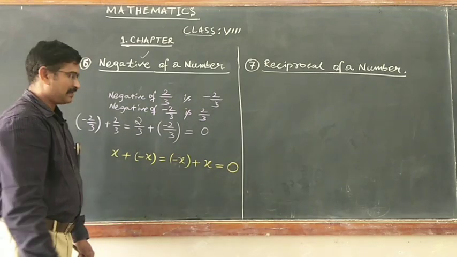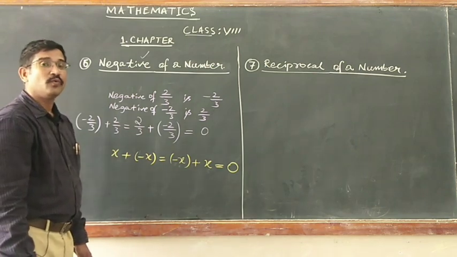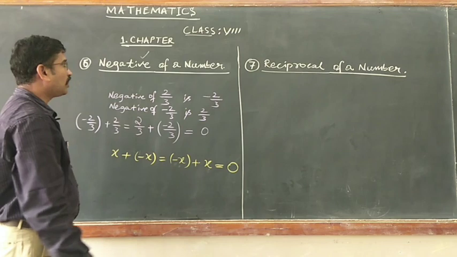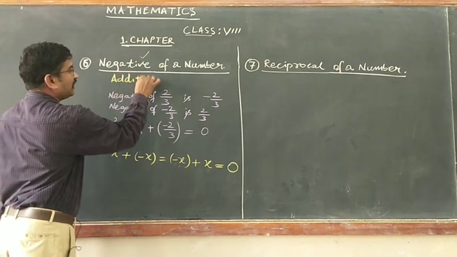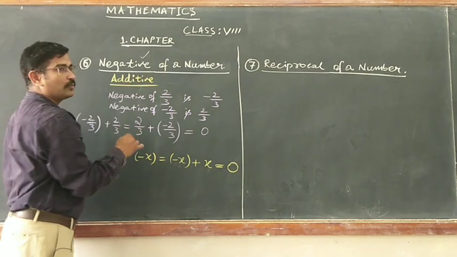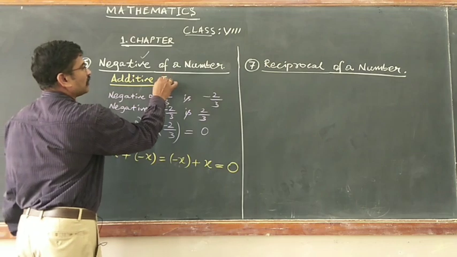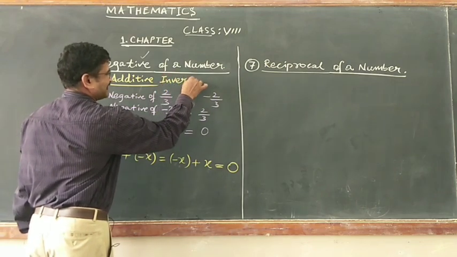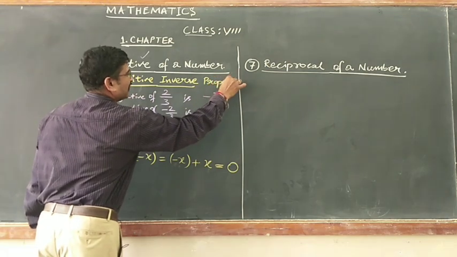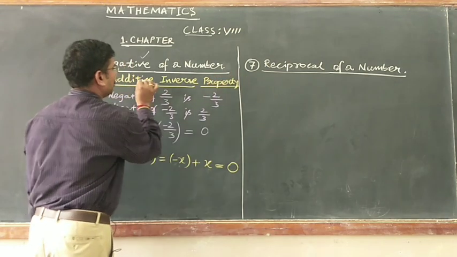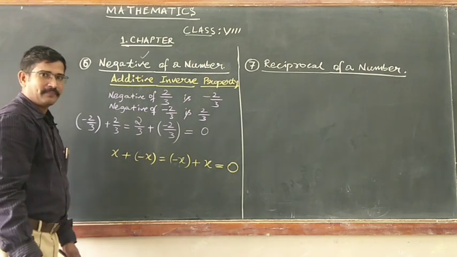This is called the inverse property. What type of inverse? Additive. Why additive? Because we are doing the addition operation. Additive inverse property. See children, what does this additive inverse property tell?